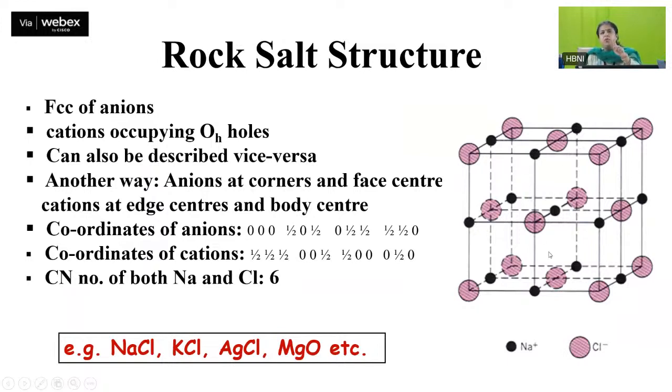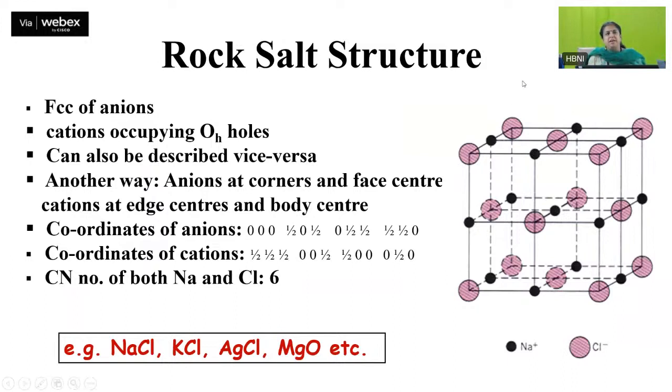So how many Cl do we have? We have one on the corner, three on the faces, so four Cl. How many Na do we have? We have one in the body center, that is one, and because of 12 edge centers, we have three, so four Na. Four Na, four Cl: one unit cell of NaCl contains four units of NaCl. I hope this is clear.